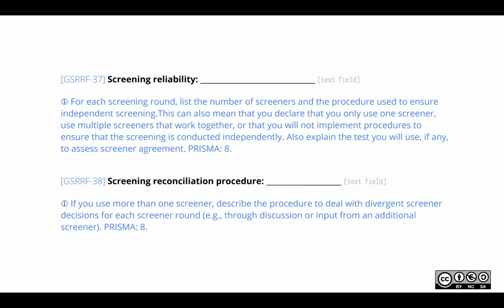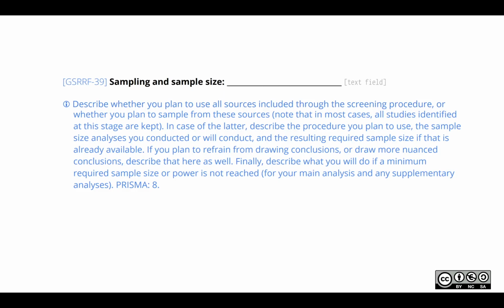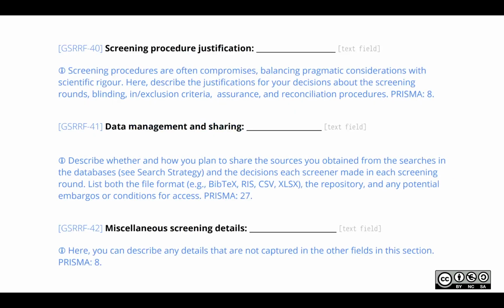Then, if you have multiple screeners, you can look at how reliable their process is, whether they basically make the same decisions, and you can have a procedure for how to deal with different decisions. If you don't want to include all the articles but a subset, that means you will have to have some procedure to find that subset, and some idea about how big you want that subset to be, the sample size. So you can explain that here. And then again, you can justify your procedure. You can explain how you're going to do your data management, like document all the decisions by everybody and how you're going to make it public, and any other details that won't get included.